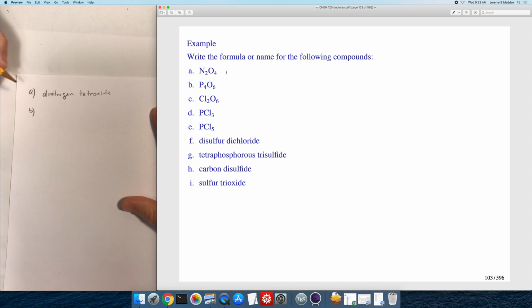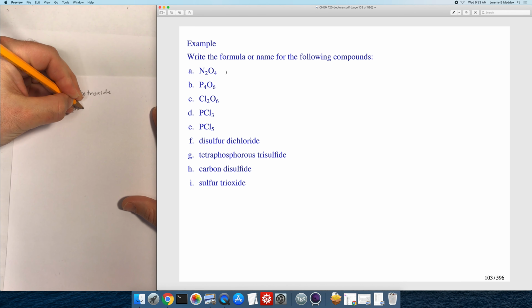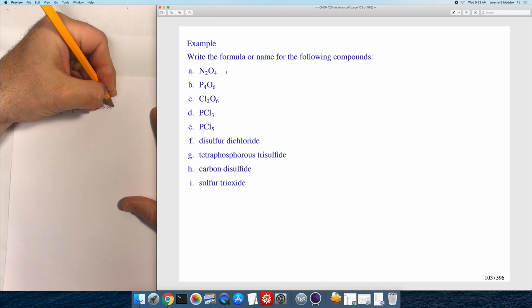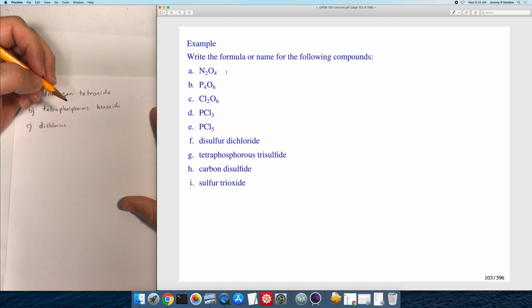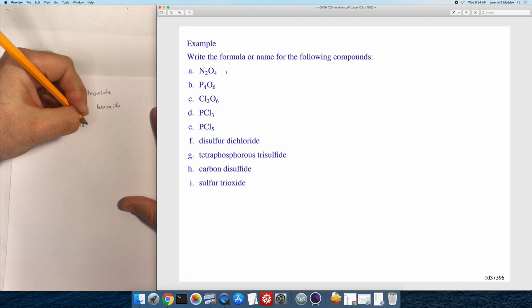For part B, we have tetraphosphorus. And then it's going to be hexoxide because there are six oxygen atoms. For part C, we've got dichlorine. Right, the first atom in the compound gets its full atom name, and then you use the IDE suffix for the second atom. Again, hexoxide in this case.